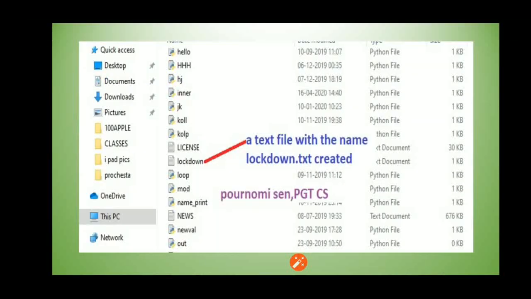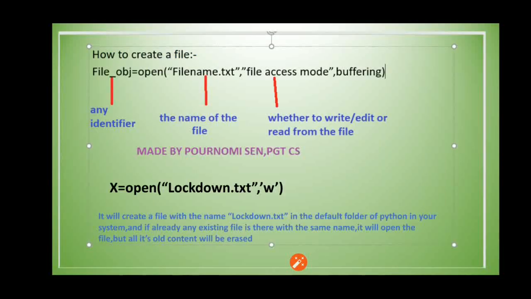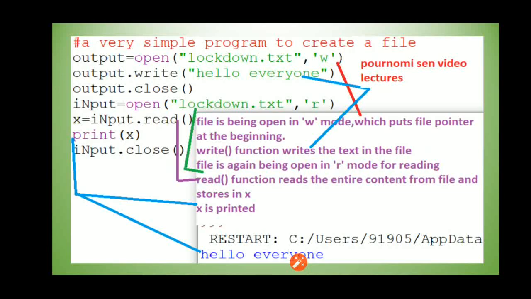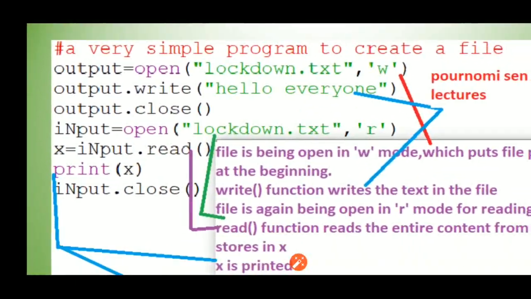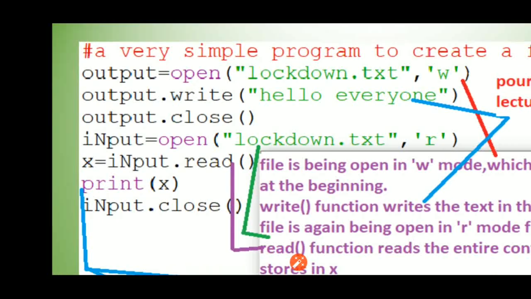So, okay, next is different types of file mode. We are using a very simple program to create a file. First, just see what is happening. Output, we have given any identifier name here. Output equals to open lockdown.txt w.